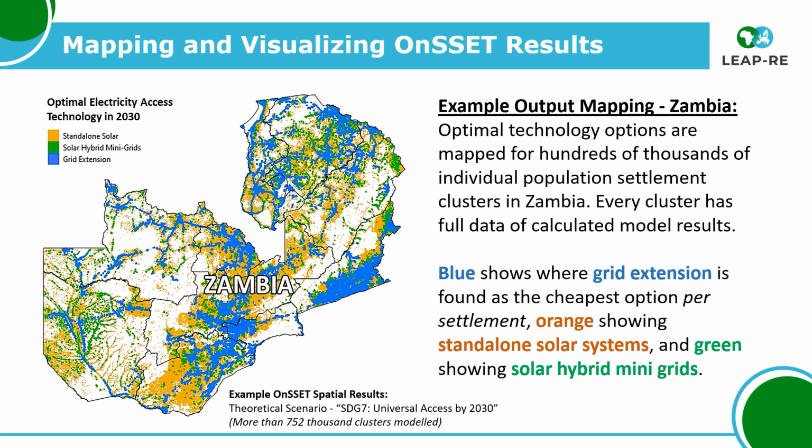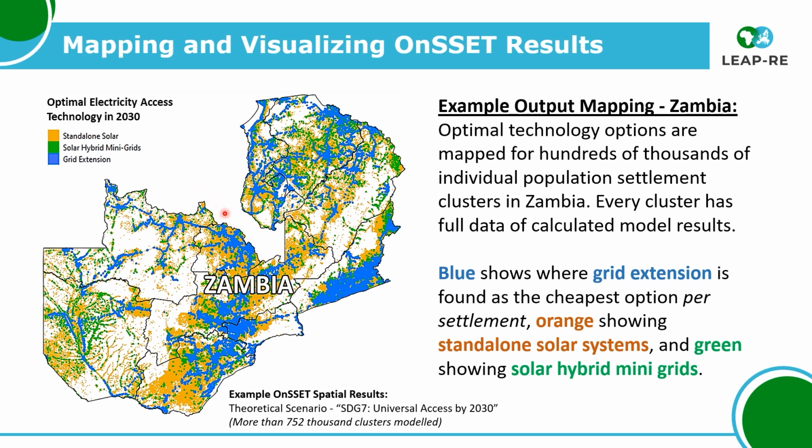So what does this actually look like? Here we can see an example for Zambia, including in the SDG 7 Universal Access by 2030 scenario. Which solutions would be the best for over hundreds of thousands of individual population clusters across Zambia in the year 2030? In the map shown below, we can see this scenario plotted out.